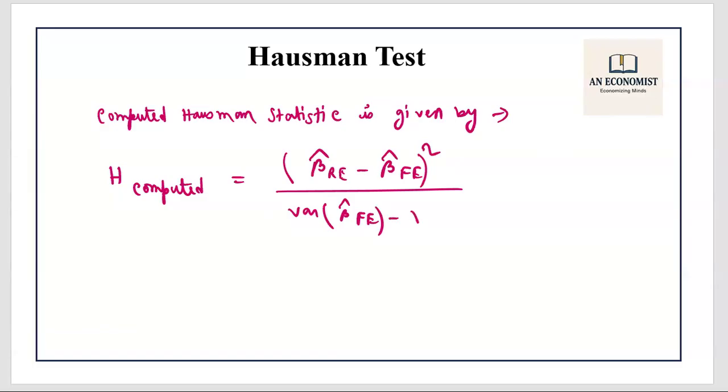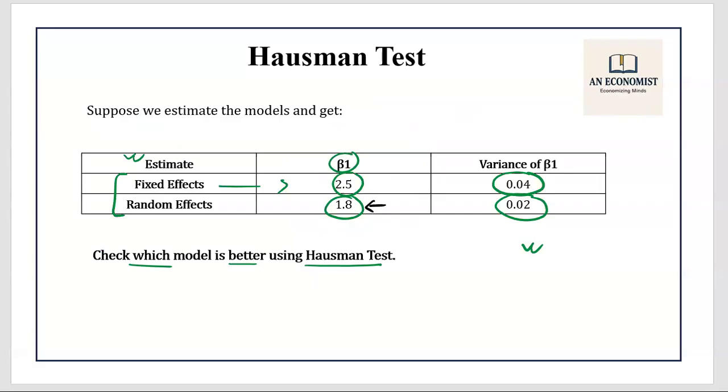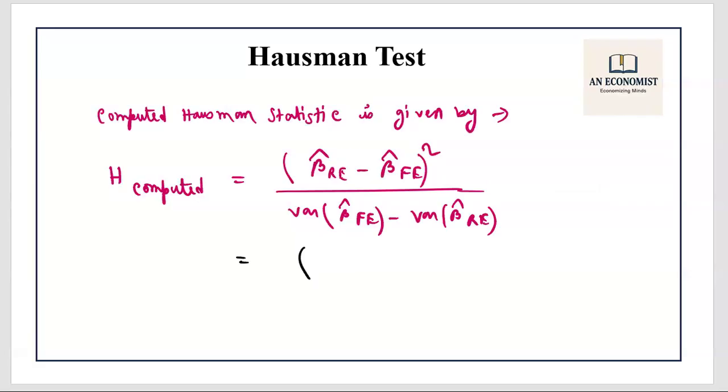Fixed effect and then you have the variance of the beta cap random effect. So all the data points are available to you. So what is beta cap under random effect? From this model, if you see, beta cap under random effect is 1.8 and beta cap under fixed effects is 2.5, whole square upon the variances. So the variances will be 0.04 and here it will be 0.02.